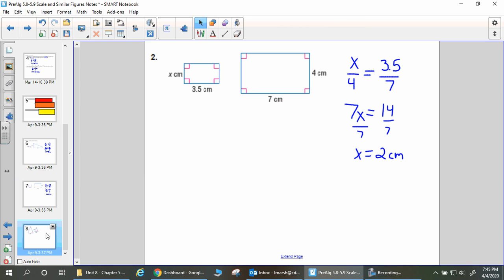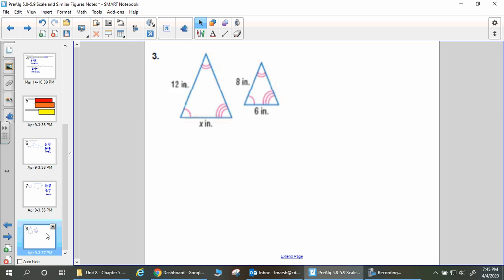And let's do one more. If you want to try number 3, go ahead and hit pause on the video. And if we're ready, I'm going to go ahead and run through the answer. So in this picture, my 12 matches with the 8. And the X matches with the 6. If you have the X with the 6 first and then the 12 and the 8 as the second fraction, that's fine. It doesn't matter which fraction is first or second.